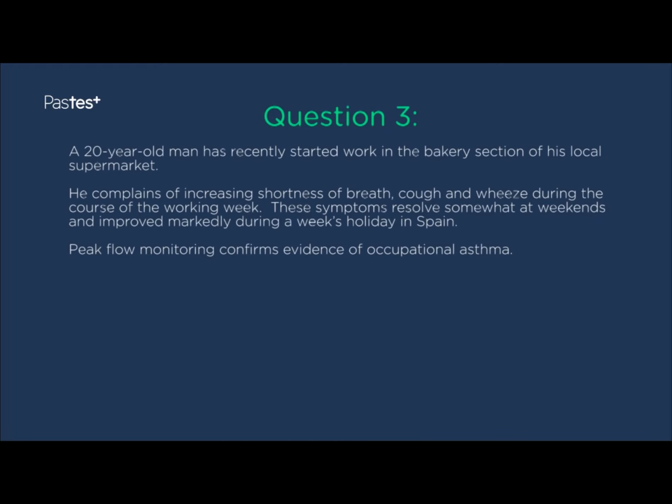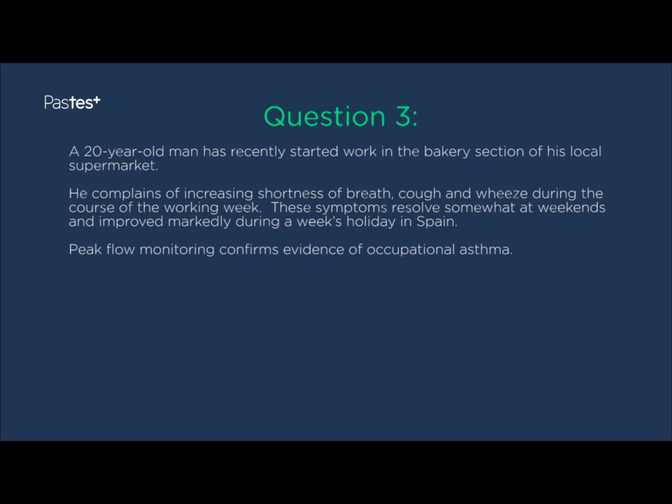Question 3. So it's a repeat of the previous scenario. You've got a 20-year-old man who recently started work in the bakery section of his local supermarket. Then he went on to complain of increasing shortness of breath, cough, and wheeze during the course of the working week. And he reported that these symptoms resolved partially at weekends and more markedly during a week's holiday in Spain.